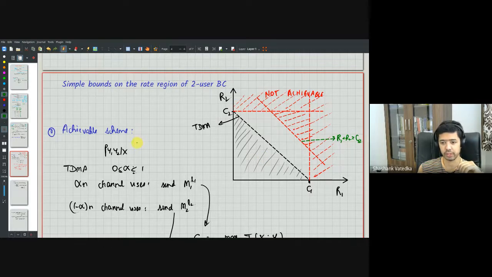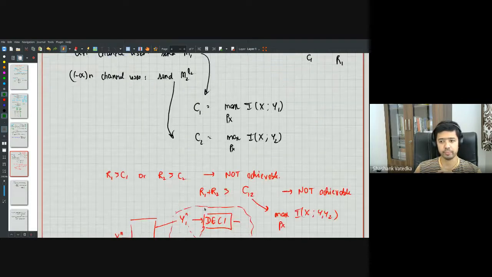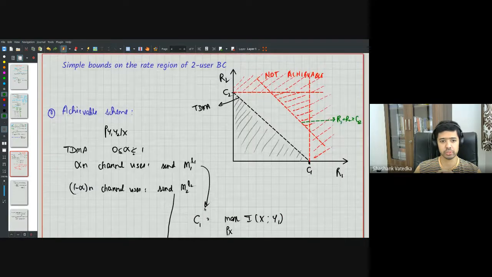So of course, the natural question to ask is, now we've narrowed down the set of rate pairs which are achievable and which are not achievable, but there's still a gap. There's something in between over here, and we don't know if something is achievable in between or not. And that is what we will address in the next couple of classes. Okay. So any questions up to this point?